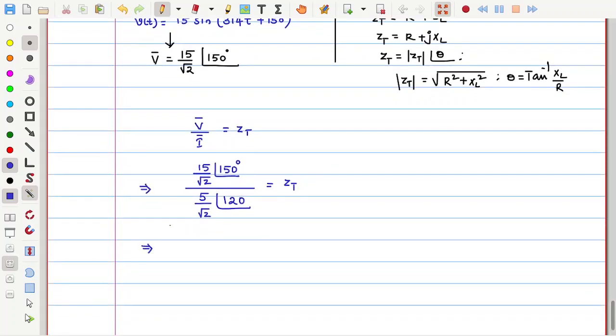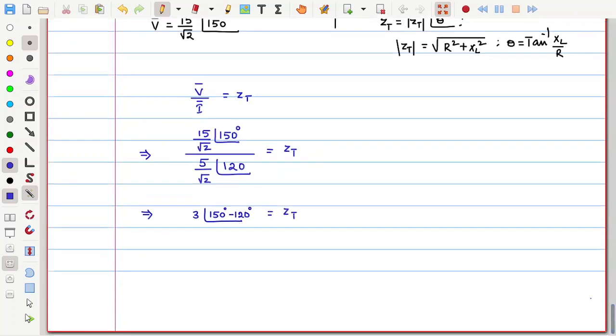So, let us take one more step ahead in simplifying this. We see some interesting things. This is division, so root 2 will get cancelled and 15 by 5 is 3. So, 3 at an angle of 150 minus 120, right? 150 minus 120 is equal to what? ZT. So ZT is 3 at an angle of 30 degrees.